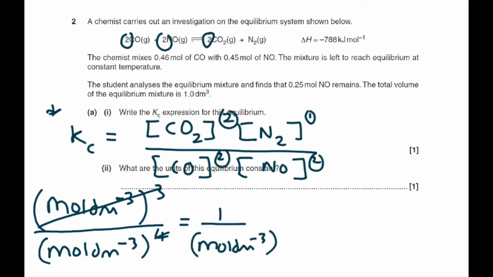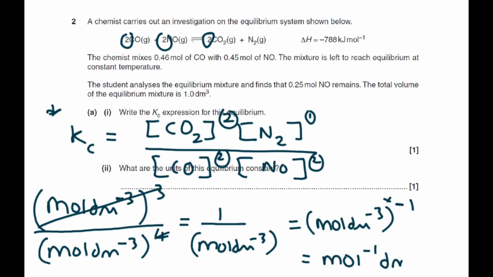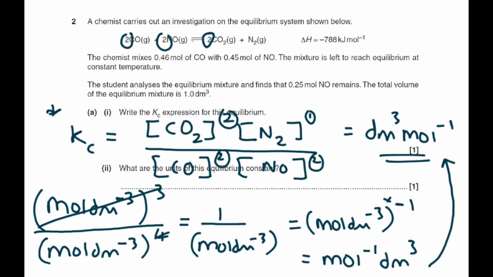And I'm just going to hold the brackets around the concentration. So 1 over concentration is the same as concentration to the minus 1. And then when you bring minus 1 into the brackets, then you'll have mole to the power of minus 1. And this is timesing is what you're doing here. And it's dm cubed. But really, we shouldn't leave the units like that. We should put the positive indices first. So it's dm cubed mole to the minus 1 is the actual answer for the units.